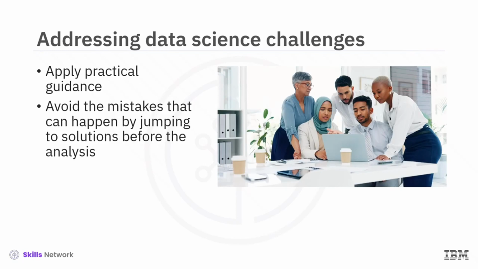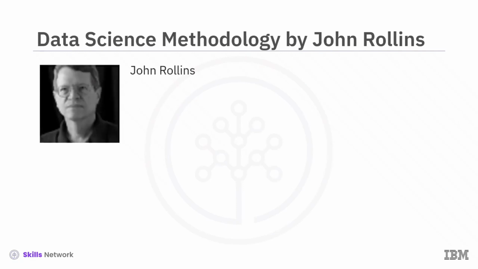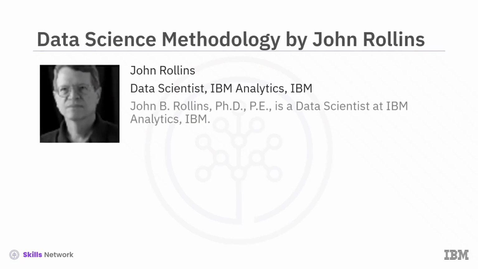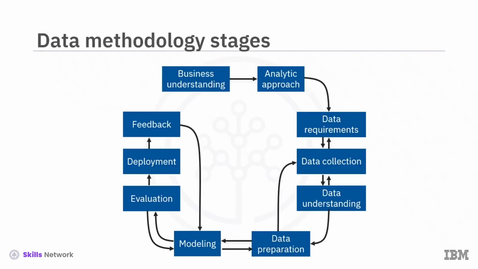Next, let's explore methodology as it relates to data science. The data science methodology discussed in this course is a methodology outlined by John Rowland, a seasoned IBM senior data scientist. This course is built on his professional experience and insights into the importance of following a methodology for successful data science outcomes. As a general methodology, data science methodology consists of the following 10 stages: business understanding, analytic approach, data requirements, data collection, data understanding, data preparation, modeling, evaluation, deployment, and feedback.